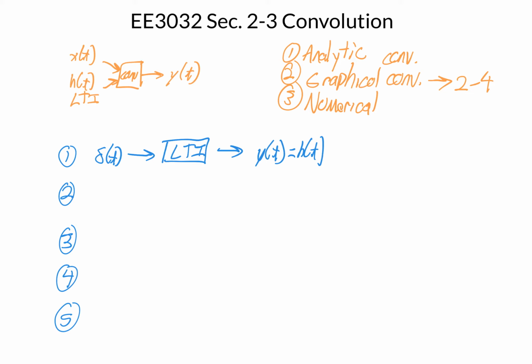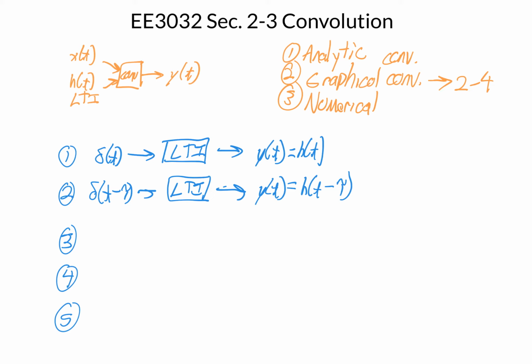Now we're going to apply some other properties. First thing we're going to do is delay this input by tau seconds. Now, since the system is linear and time invariant, when we do that delay, we know that the output y of t is the original output h of t, but it's also delayed by tau seconds. So everything we're doing here directly follows from the fact that the system is linear and time invariant.